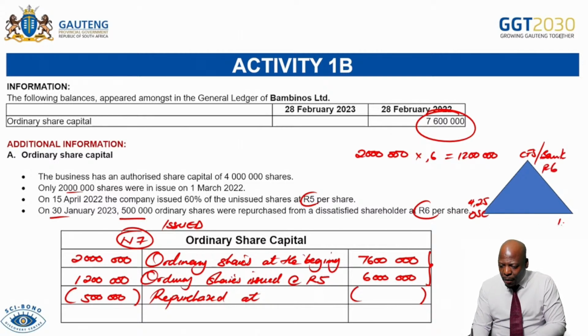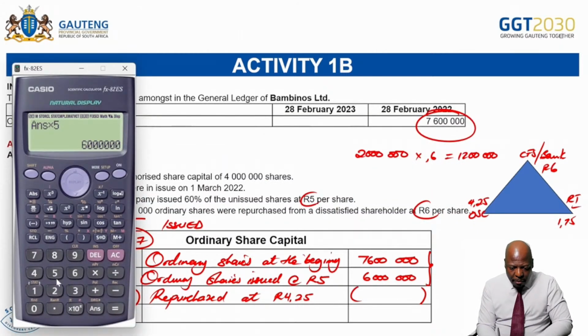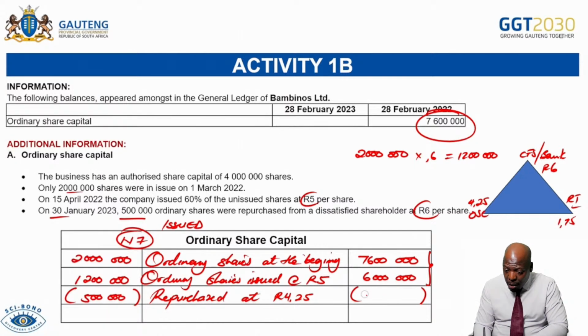And then here you have your 1.75 rand, which is your retained income. So that means I'll come here, and these are repurchased at 4.25 rand. So I'm going to come here and say my 500,000 shares multiplied by 4.25. Okay, you forgot the point, 4.25, and that gives you your 2,125,000. So come here, it's 2,125,000. Then we close it off.